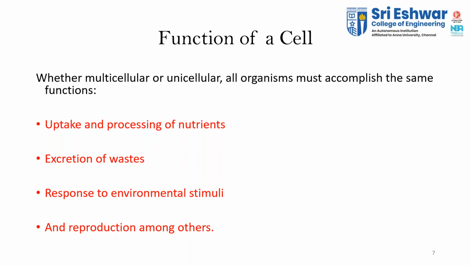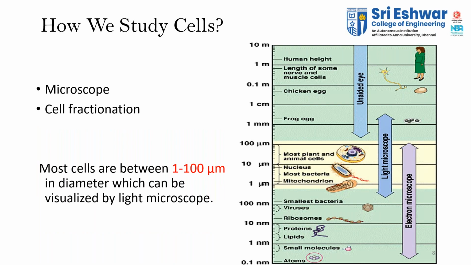And next, followed by that, we have how we study cells. We know what a cell is, the definition of a cell, and the functions of a cell. So how are we going to study the cell? We have two basic classifications. One is the microscope, another one is cell fractionation. From the image you can see here, the size of things is explained on this y-axis.